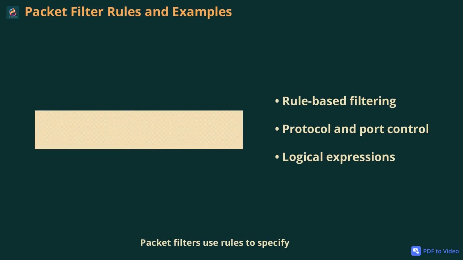Packet filters use rules to specify which packets are allowed or blocked. These rules can be based on various fields, such as protocol type, TCP flags, source and destination ports, and IP addresses. For example, a rule might block all incoming packets on port 53 except from trusted DNS servers. By defining logical expressions, administrators can control network access with precision. However, the effectiveness of packet filters depends on the accuracy and completeness of these rules.